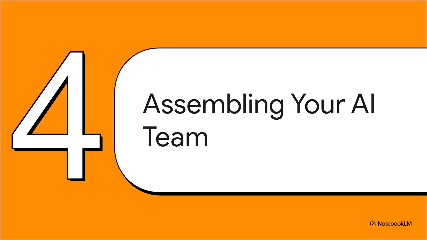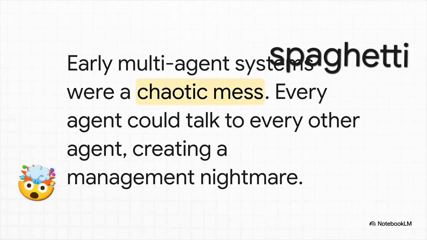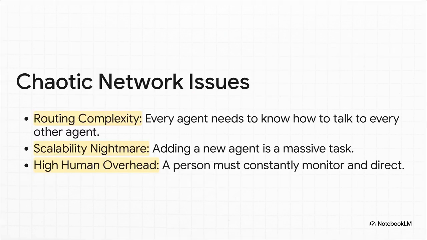Okay, so this is where things get really, really exciting. Because beyond just improving a single workflow, LangGraph lets us build and orchestrate entire teams of collaborative AI agents. So the first attempts at making multiple agents work together, well, they kind of looked like this. A total chaotic mess, right? Like a big bowl of spaghetti. Every agent could talk to every other agent, which sounds good in theory, but in practice, it was an absolute management nightmare.